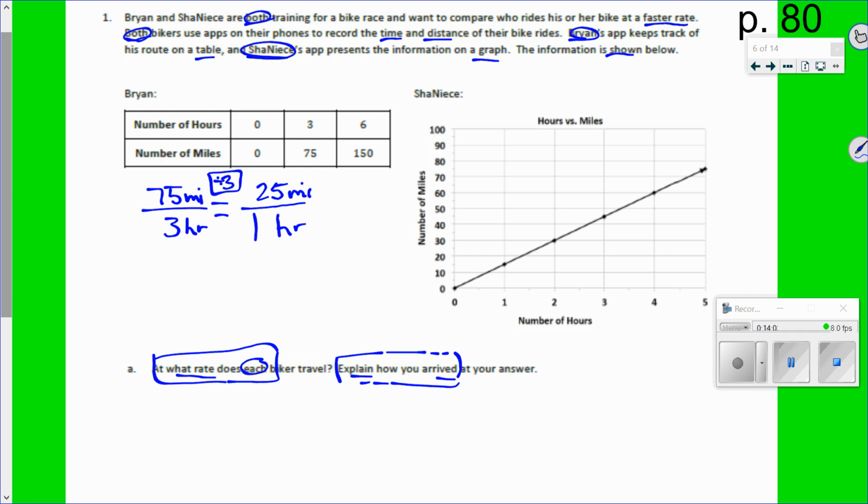Now, here is the beauty of graphs, guys. Graphs are super nice because I can pick any number I want to and figure out what my rate is. If I want a unit rate, that means I want it for every 1. So if I go up from 1, how many miles did Shanice go? 15. And guys, this is literally all the work you have to show if it's on a graph. Just show me where you went up.